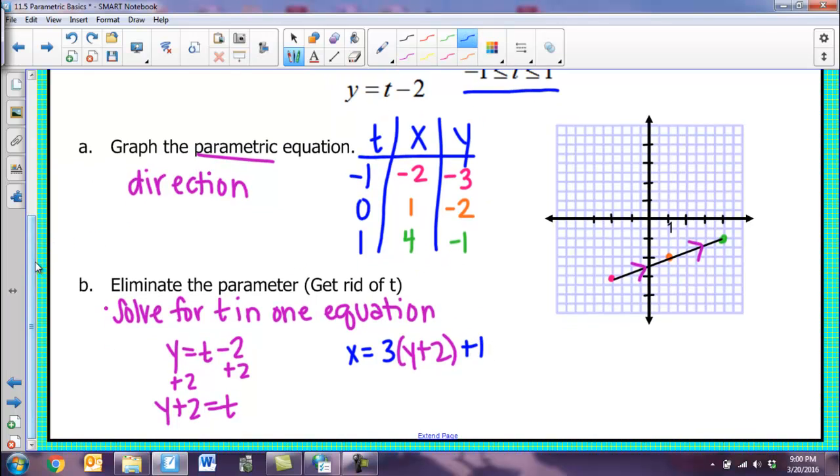So I could leave this like this. Most of our rectangular equations are going to be solved for y, so I could just solve this out for y.